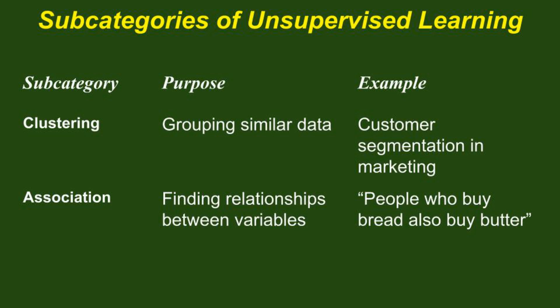In clustering, the AI groups similar data points together. For example, a store can use clustering to group customers based on their buying habits. In association, the AI finds relationships between variables. For example, people who buy bread often buy butter too. This is used in online shopping recommendations. So, clustering groups data and association links relationships.